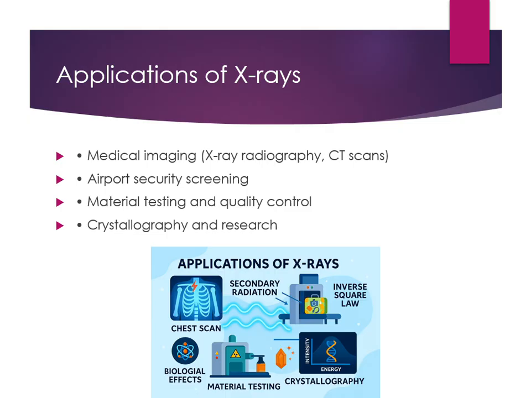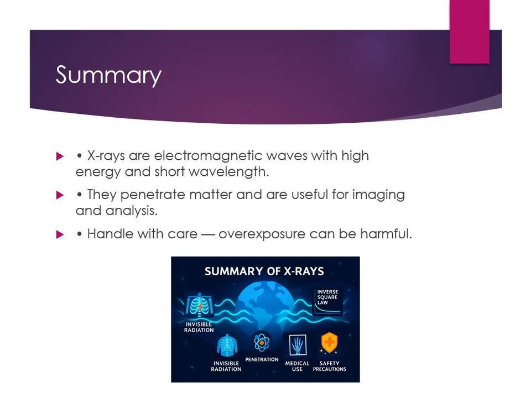Slide 8, Summary. To summarize, X-rays are electromagnetic waves with short wavelengths and high energy. They can penetrate various materials, cause ionization, and are useful for both imaging and analysis. However, because of their biological effects, controlled and limited exposure is essential. So, that was all about the nature and properties of X-rays.